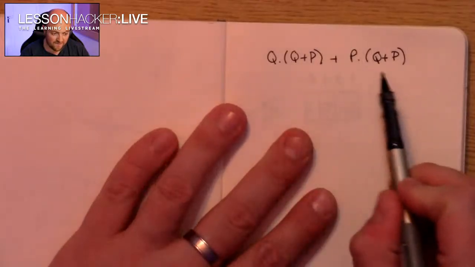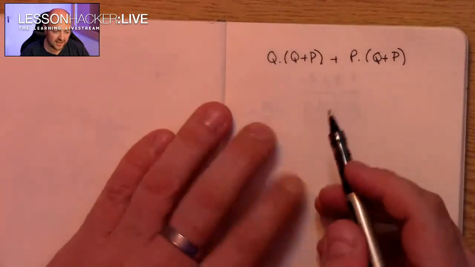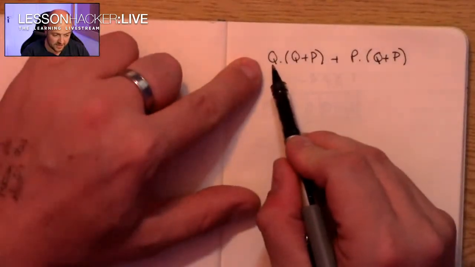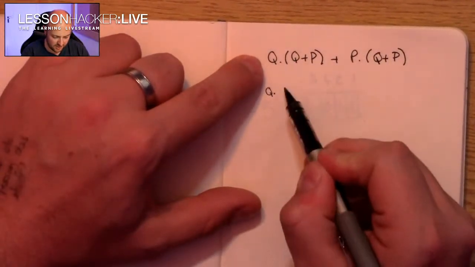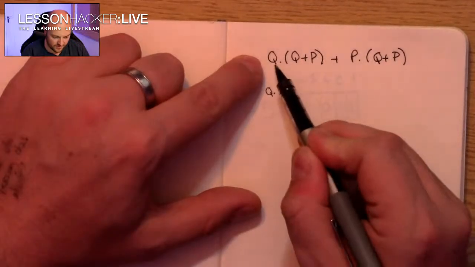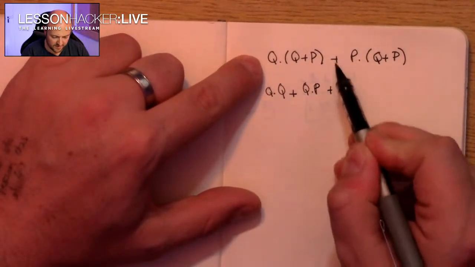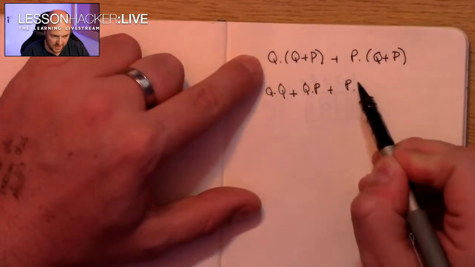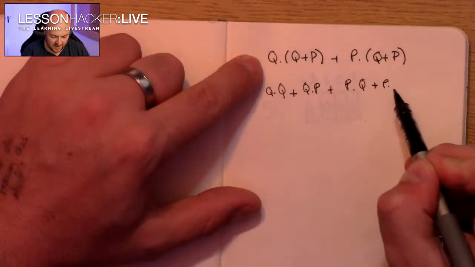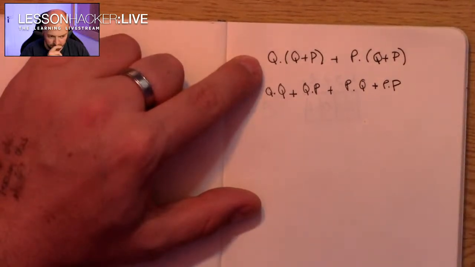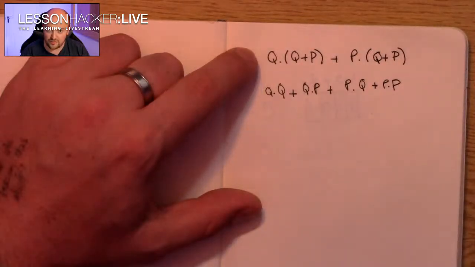If you get something like this, what you need to do is start applying the laws. Now, I can't see anything obvious that would simplify down here, so I'm going to multiply out the brackets. Treat it like expanding the brackets in maths. So to expand this side, I'm doing Q and Q, or Q and P, or P and Q, or P and P.